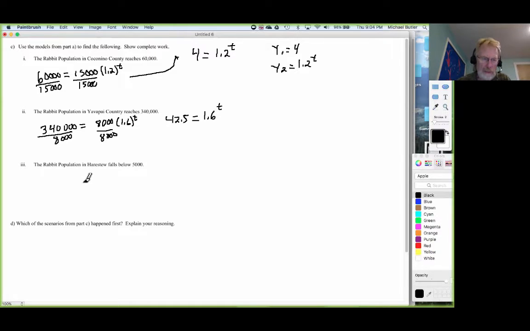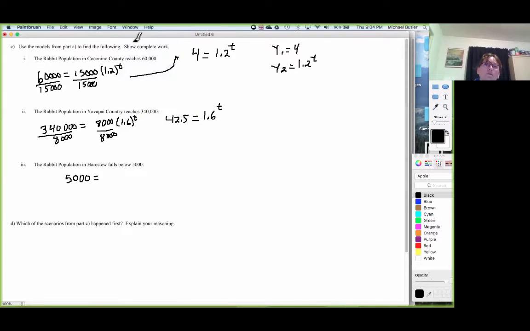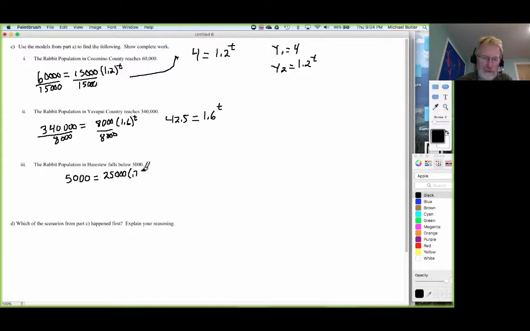So the rabbit population in Hairstew falls below 5,000. The natives are getting hungry. 25,000. Is it 25,000? Yeah, 25,000 times 0.73. Is that what it was? 0.73. Okay, I think I had 0.75 on the previous screen. 7.5 is what I had. Sorry. Yeah. Okay, good. All right, so it is 0.75. I'll make sure I get the right number there. Okay, cool. So same thing.